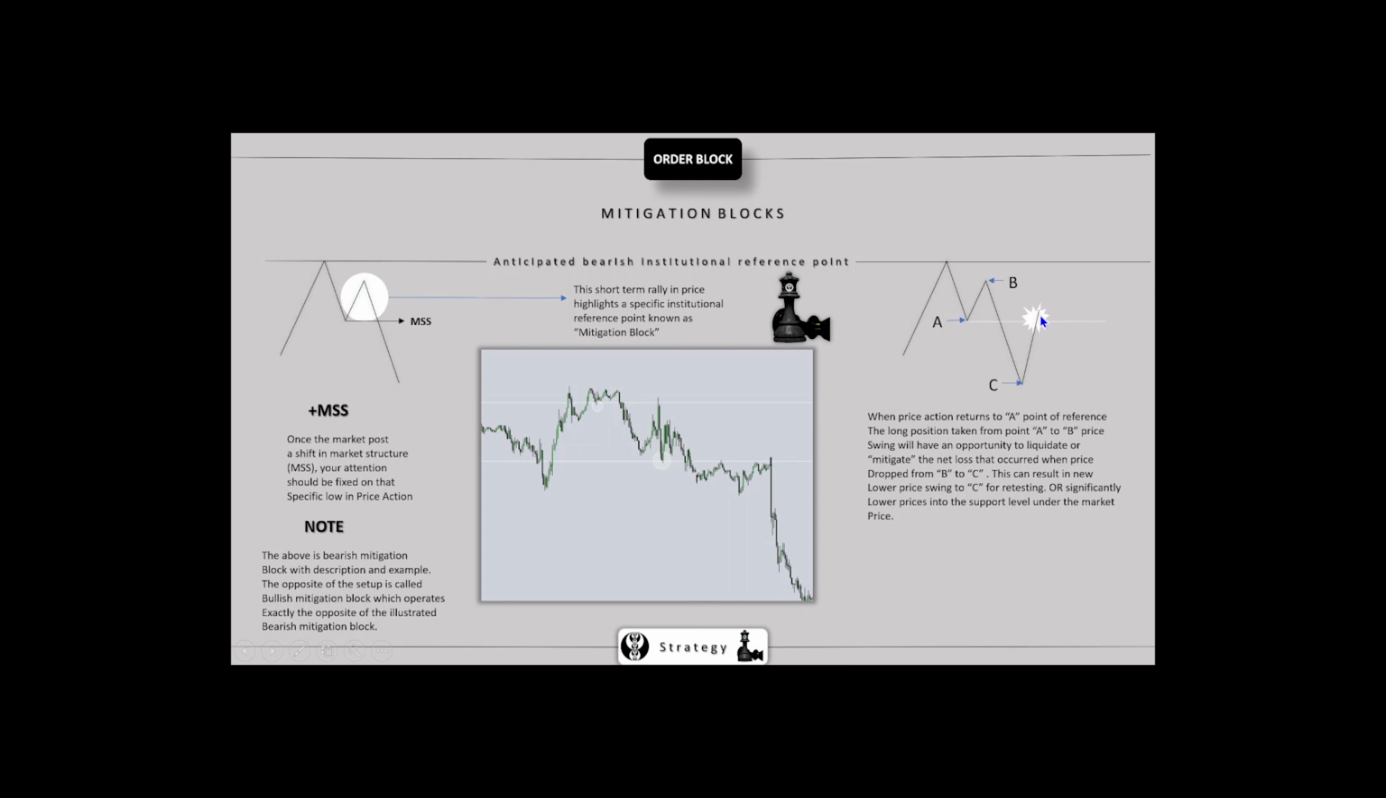MSS, market structure shift. Then we are in the trade right now. Then we are targeting point C. We either collapse the entire trade at point C, or we collapse half and leave the rest moving to the next sell stops.